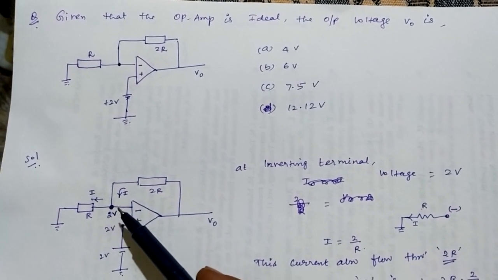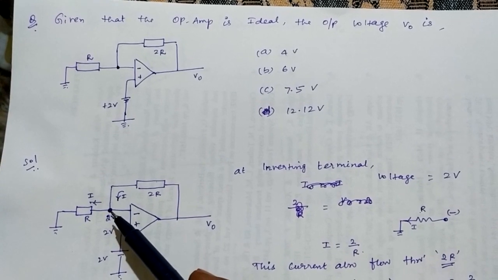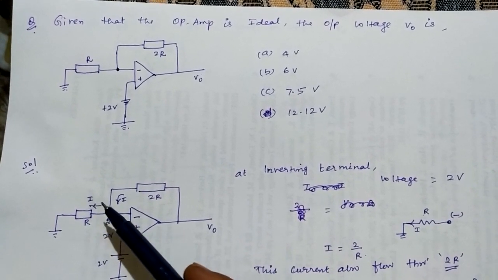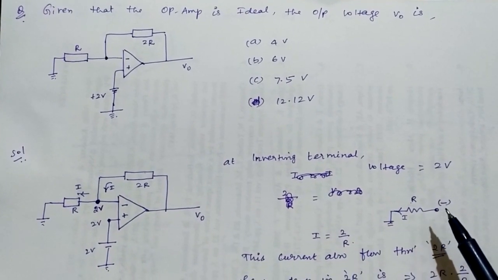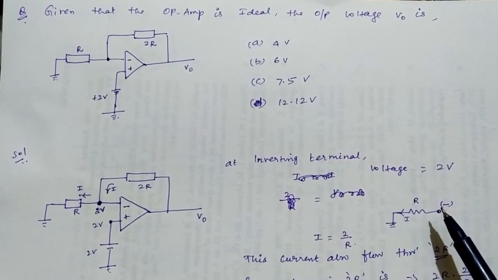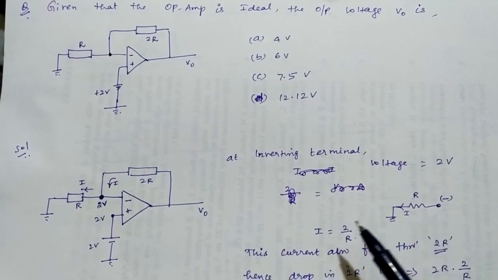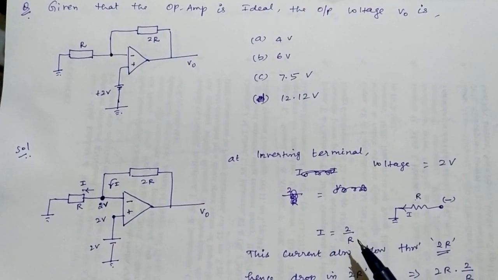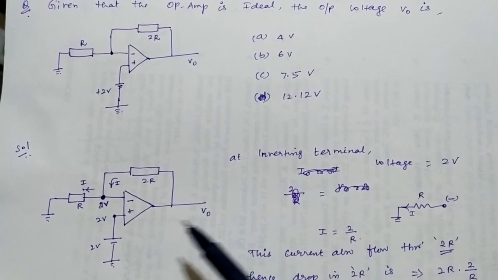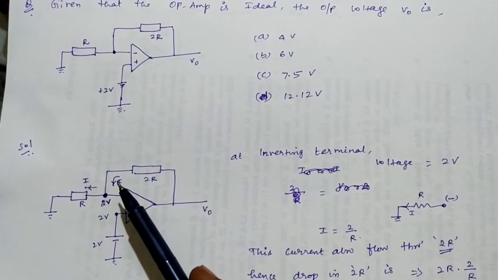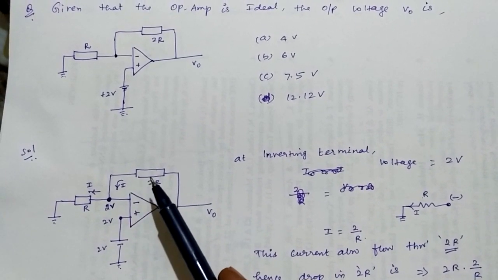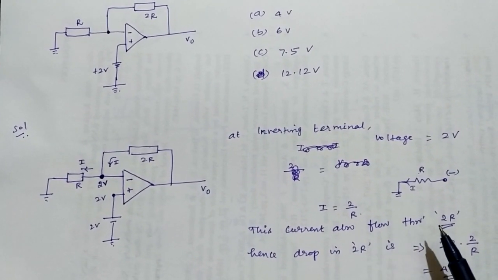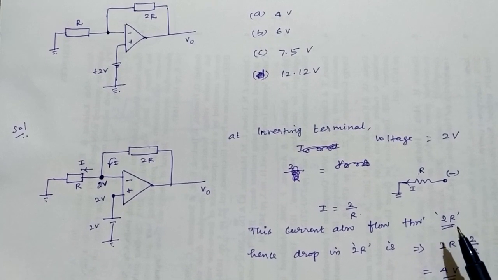Therefore there will be a current flow from this voltage to the ground. That current we take as I. So at the inverting terminal there will be a current flow. That current I is equal to voltage divided by resistor. Now this same current is also flowing through this 2R ohm resistor.